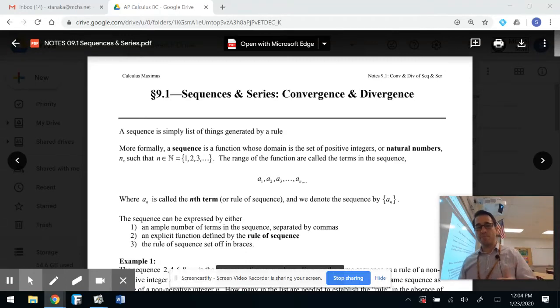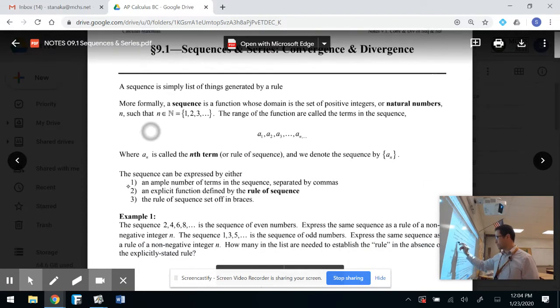Aloha class, chapter 9. This is it, BC, but it is long, all right? And so we need kind of an introduction. We don't do much of it, unfortunately, throughout our curriculum here at Manuka High School. So we're going to do a brief introduction here of what sequences and series are, okay?